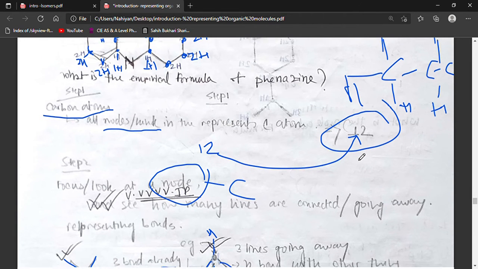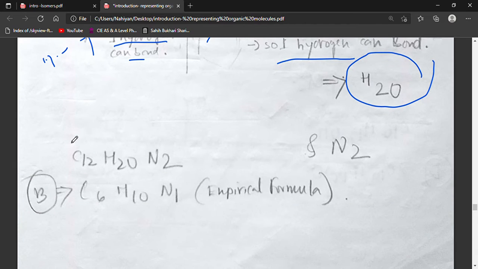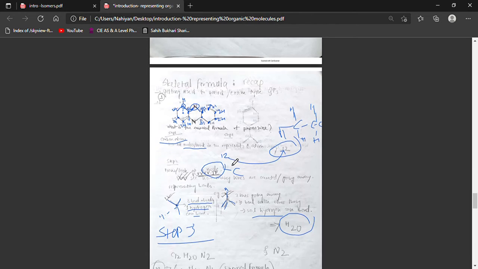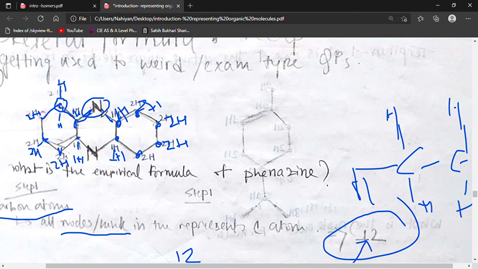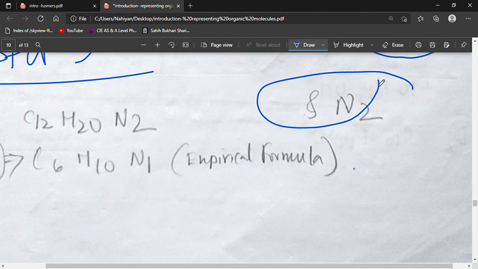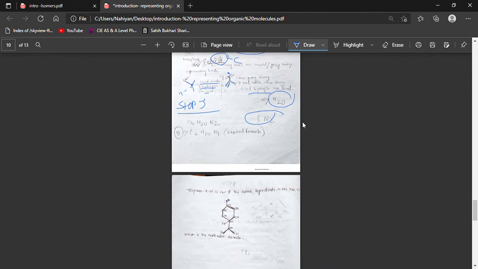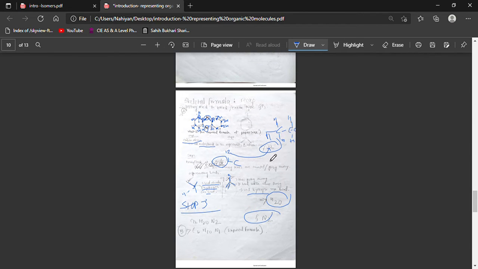The first step was the number of carbons, the second was the number of hydrogens, and the third step is to see whether there are any other atoms rather than carbon and hydrogen. We see that in here we have only two such other atoms. So we saw that we have 12 carbons, 20 hydrogens, and 2 nitrogens, and we were asked to find the empirical formula.